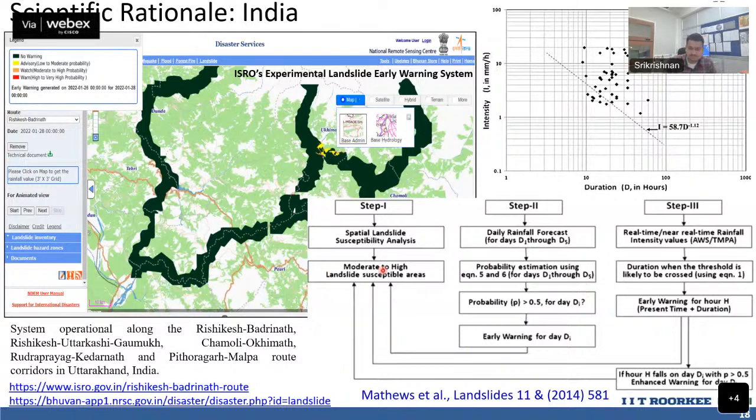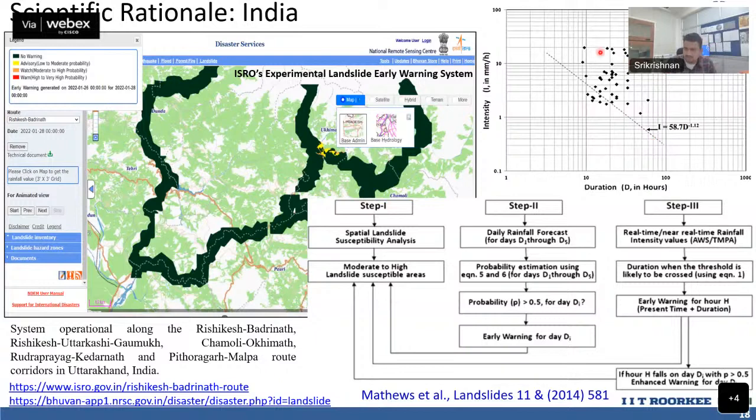In case of landslide early warning system at territorial scale in India, we have one such early warning system which is still under experimental condition, but it is under experimental condition for selected road corridors in Uttarakhand, and that is the ISRO's, Indian Space Research Organization's, experimental landslide early warning system, which is developed and maintained by National Remote Sensing Center in Hyderabad. So this early warning system actually uses the intensity duration threshold.